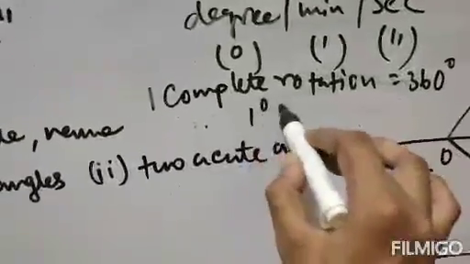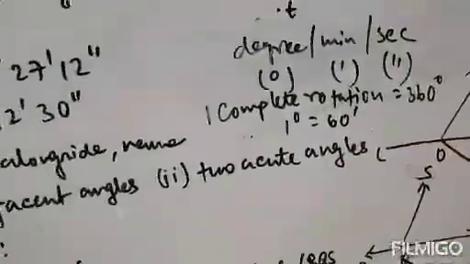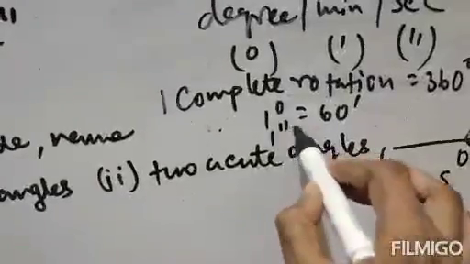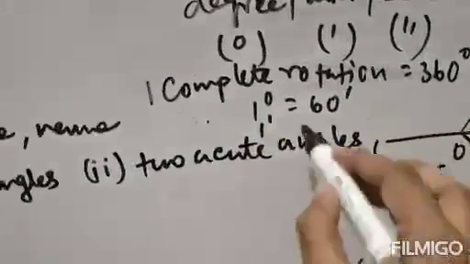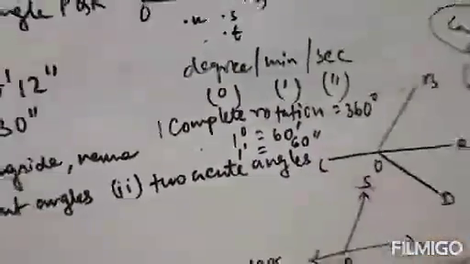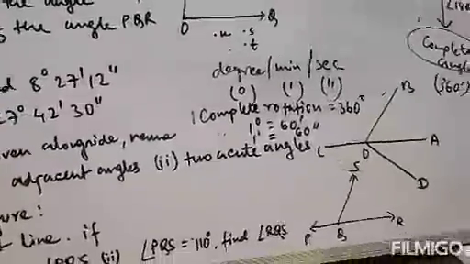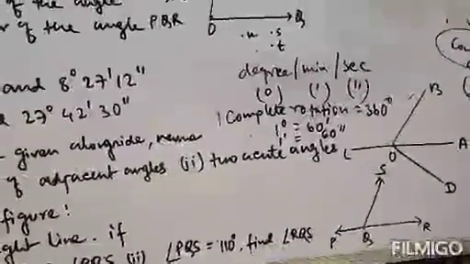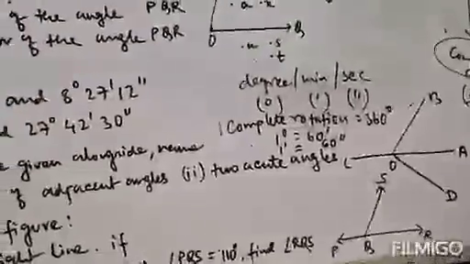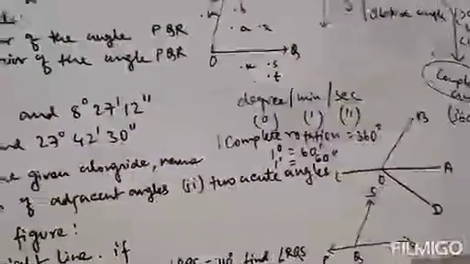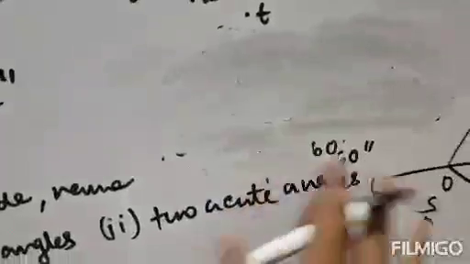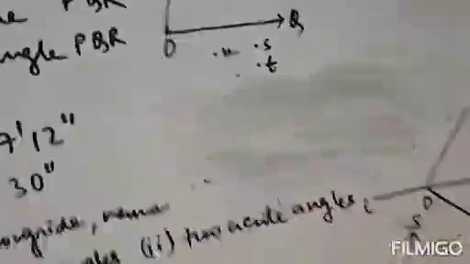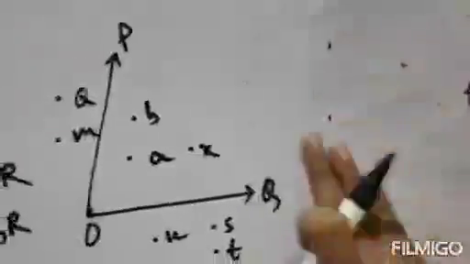Now 1 degree is always equal to 60 minutes. That is the relation between degree and minute. And 1 minute equals 60 seconds. So 1 degree equals 60 minutes and 1 minute equals 60 seconds, and 1 complete rotation means 360 degrees. Always remember this, because this data would be required for adding degrees, minutes and seconds. Next, I'll erase this theory part.